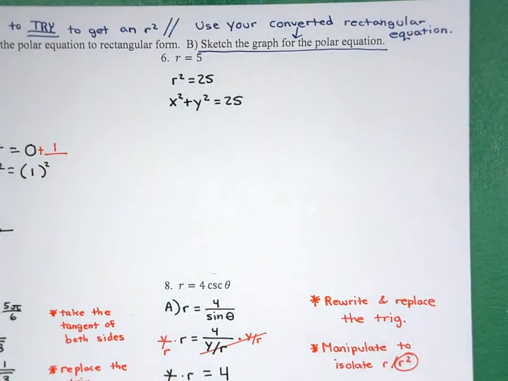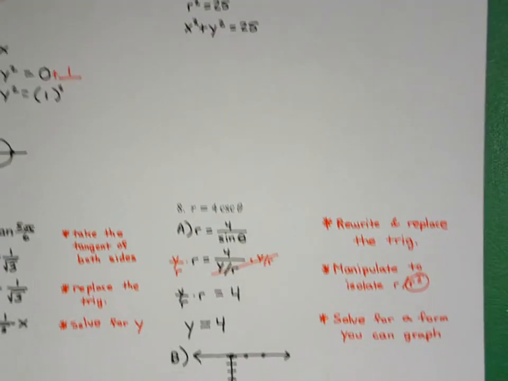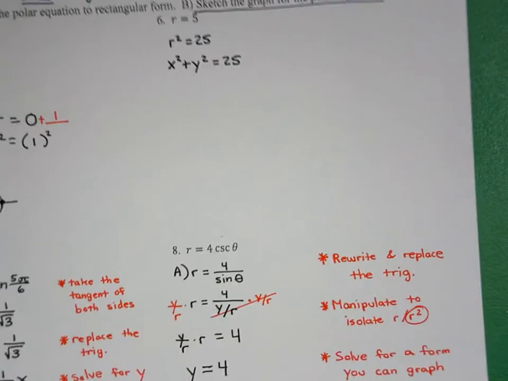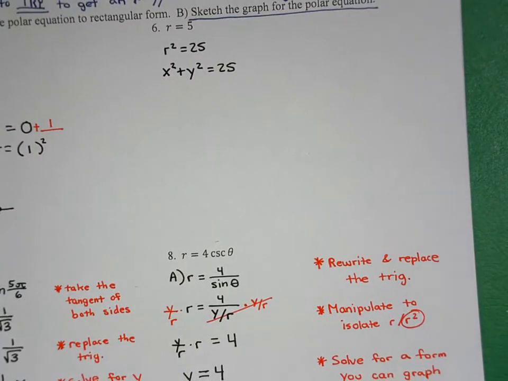Okay, last step, you are going to solve for a form you can graph. In this case, that is a circle, right? We've already got it. Don't even have to do any complete the square on this one. Number 6 actually ends up being a little bit simpler in terms of amount of work than number 5.